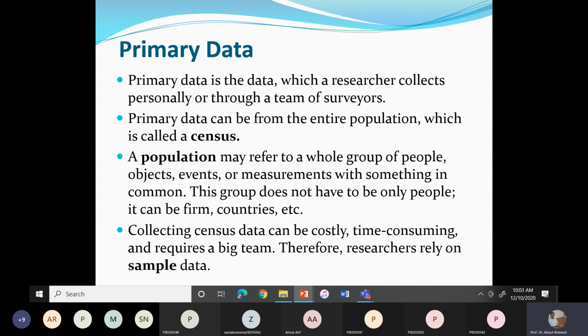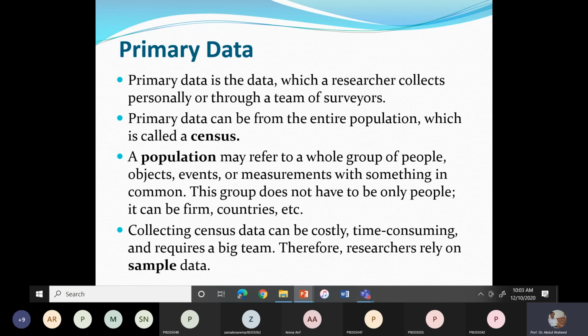Like we say, the students of Karachi University, this is the population. Or if I say students of public sector universities, this is a population. Or I can say students of private sector universities, again it is a population. I can say students of universities of Pakistan. Now this will include public sector and private sector universities students.